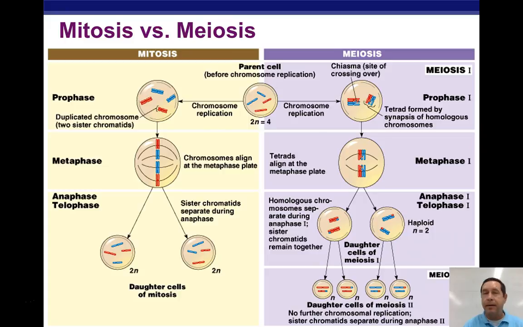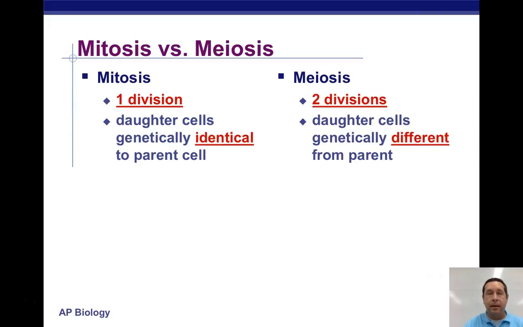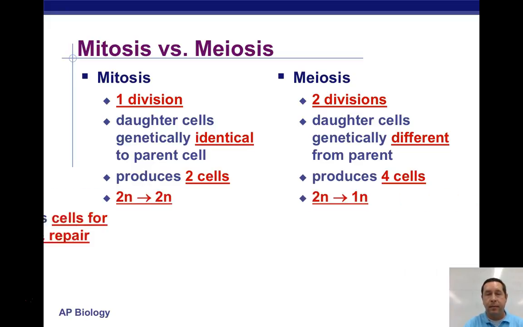Meiosis happens in the gonads and produces sperm and egg cells only. It's for sexual reproduction only. It creates variability through crossing over, independent assortment, and random fertilization. At the end of meiosis, you get four daughter cells that are haploid. If it's in a man, you get four spermatids. In a woman, you get one egg or ovum and three polar bodies. Here you can see the differences that I just talked about.